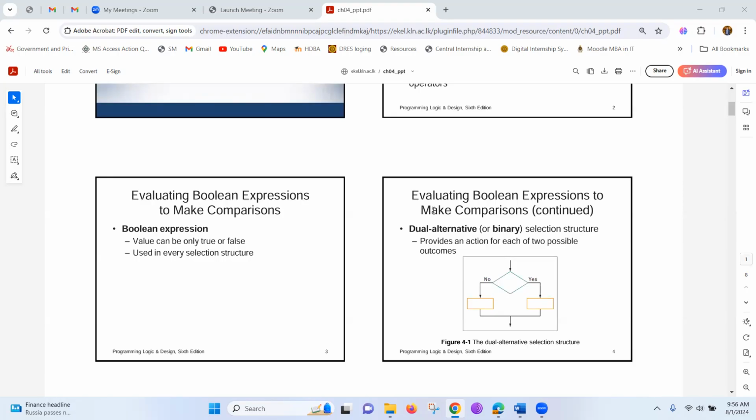It is used in every selection structure. When it comes to programming, where can we use this? The yes, no, 1, 0, true, false. Definitely, when we are going to make decision structures, there we can use these Boolean expressions.